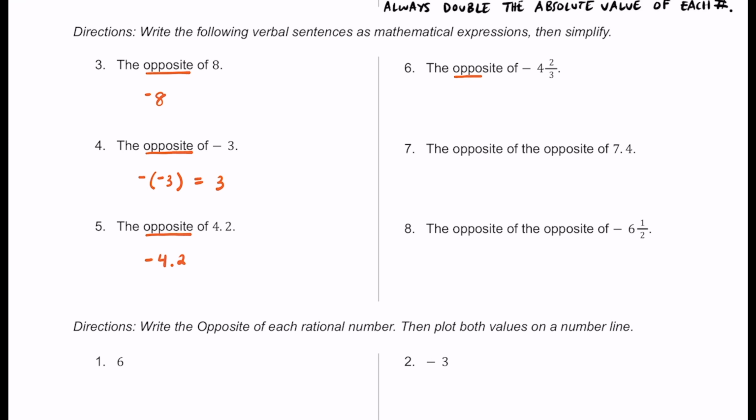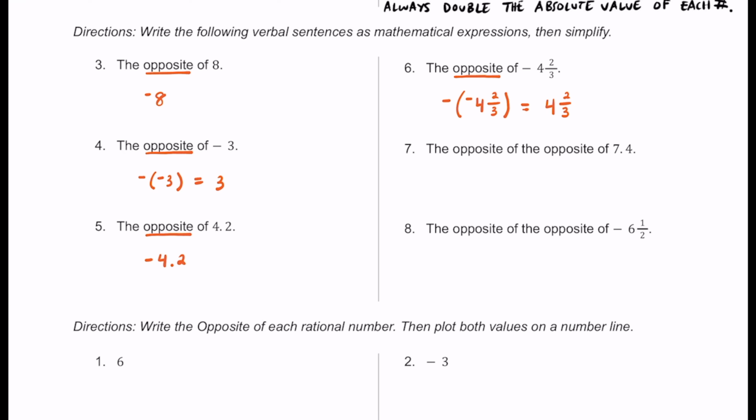For number 6, we have the opposite of -4 and 2/3. So we take -4 and 2/3 and write it down, and we want to write the opposite of it, put this in parentheses, give it a hug, and put a negative in front, that means the opposite. So the opposite of negative 4 2/3 would just be a regular 4 2/3.